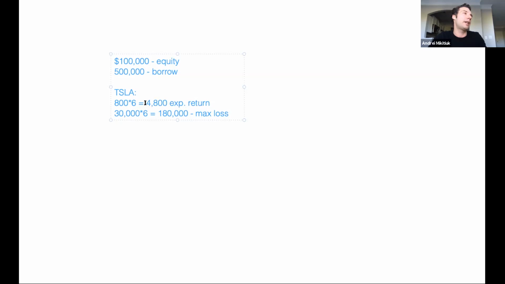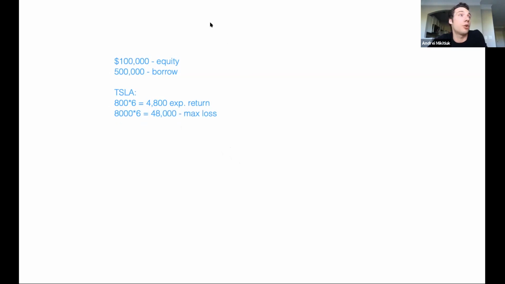So my expected return is 4,800, and my maximum risk, we've seen, is around 8%, so it's 8,000, so 48,000. Okay, so we see the return is much less, but the risk is also much less, and that's basically the kind of decisions that I'm making.